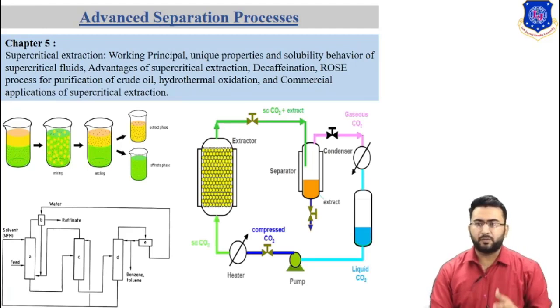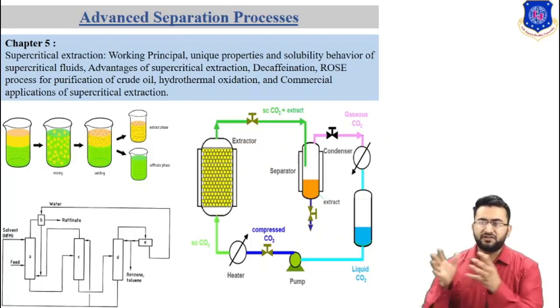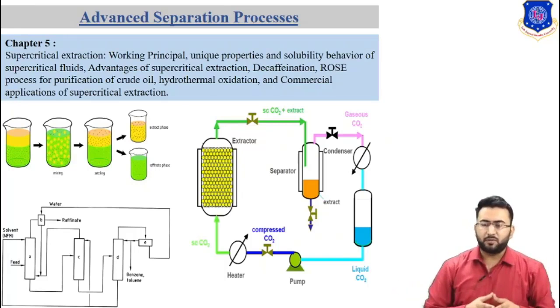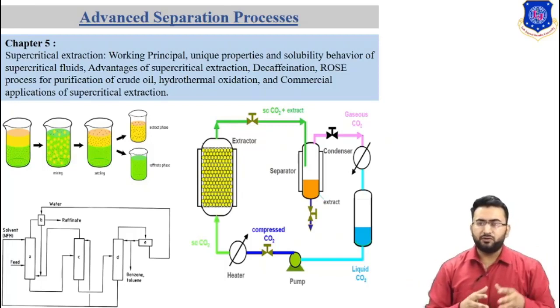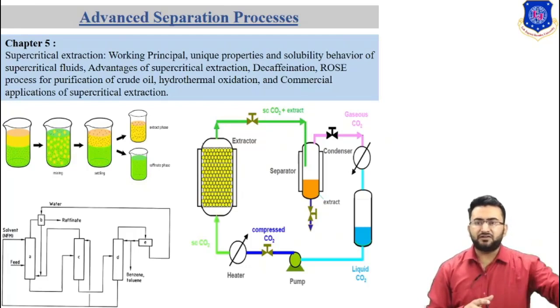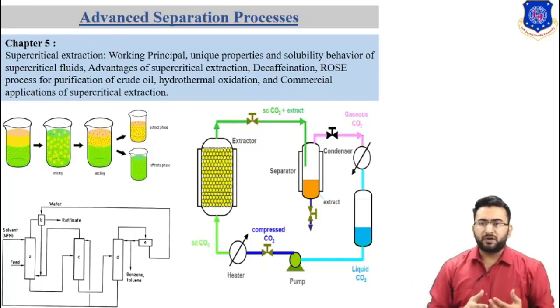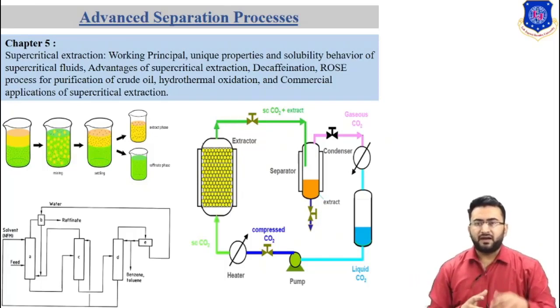Then we'll talk about chapter number 5, which is supercritical extraction. In liquid-liquid extraction, as discussed in the previous section, we require one solvent that separates either component A or component B, and then we have to do distillation. But if we choose a supercritical fluid instead of that solvent, then we eliminate the distillation portion from liquid-liquid extraction. So the liquid-liquid extraction process is replaced by the supercritical extraction process, which overcomes various problems related to liquid-liquid extraction.